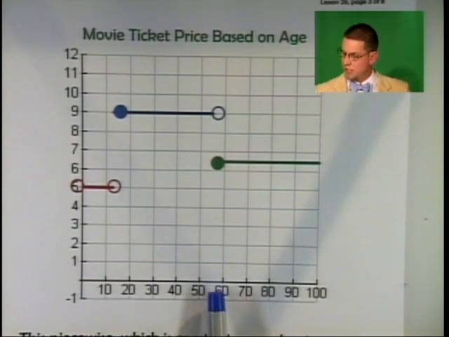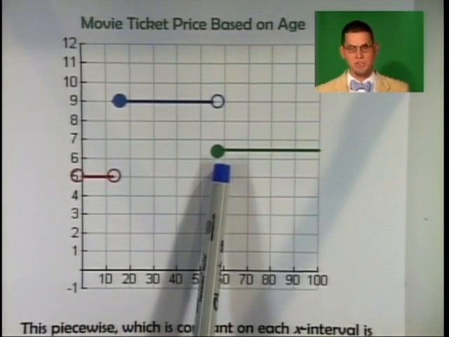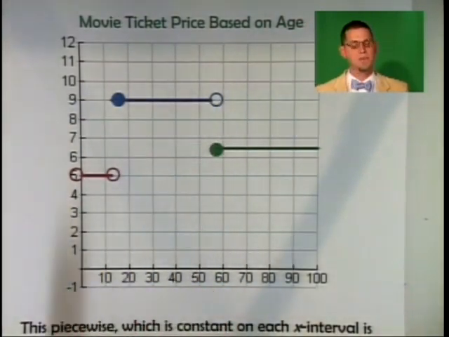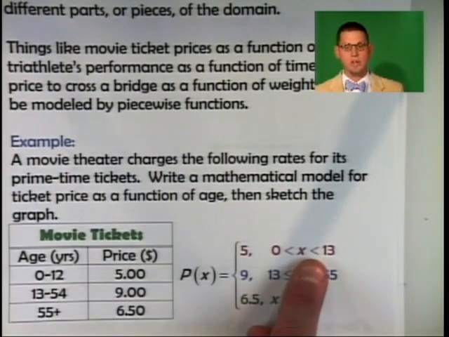Okay? Now notice when we get to 55, we jump down to the cheaper price, and that's why this is a solid dot. But up here at the $9, we can go all the way up to 55, not including it. So the open dot basically means don't include, and that translates to the strict inequality.